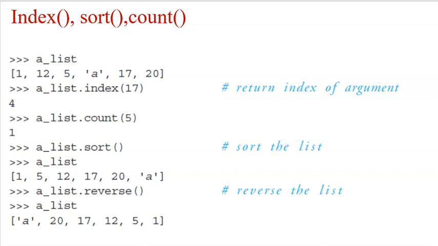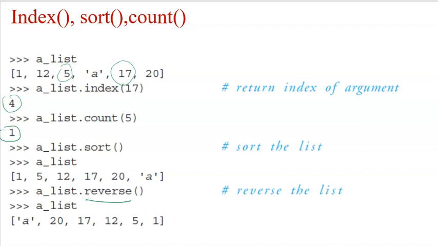A few of the list functions that we have looked at. If you have a list, we're just going to take the sample list. If you want the index of the element 17, you can see 0, 1, 2, 3, 4, so it returns 4. You can count how many times a certain element occurs in the list. So 5 occurs only once, so you get 1 as the output. You can sort a list also, and you can reverse a list also.